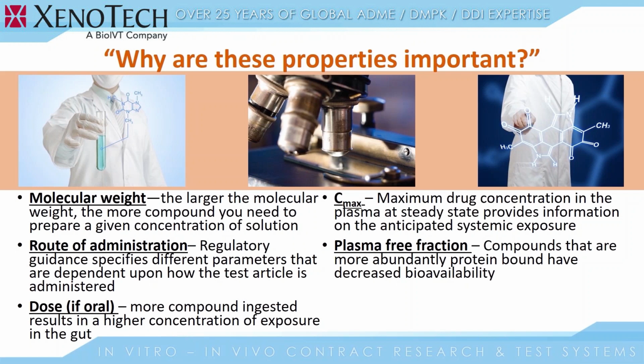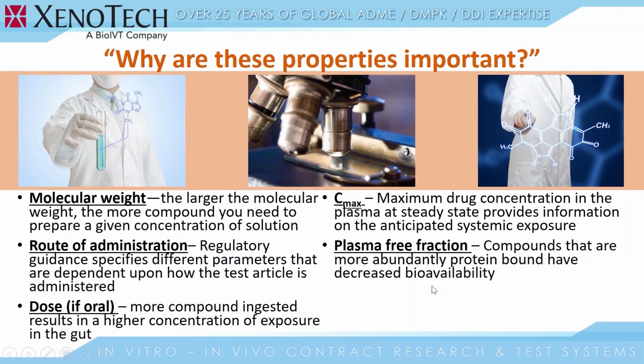The route of administration matters because regulatory guidance specifies different parameters that are dependent upon how the test article is administered. So for example, if it's oral administration, we're going to be really interested in the concentration of the drug that's going to be present in the gut versus systemic concentration. Whereas if it's dosed intravenously, we're going to be much more worried about the systemic concentration versus the concentration that's found in the gut. If the dose is oral, obviously more compound that's ingested is going to result in a higher concentration in the gut, so we want to be cognizant of that.